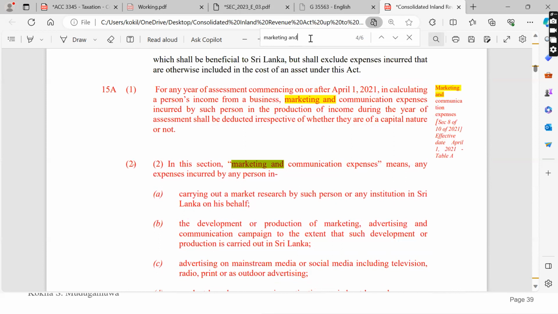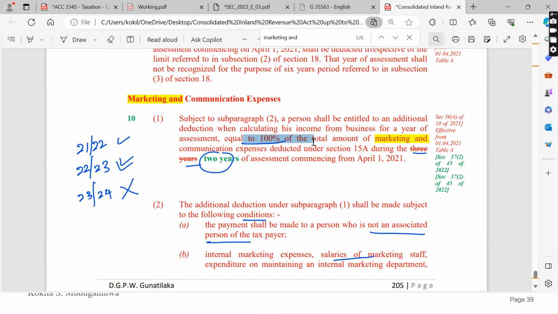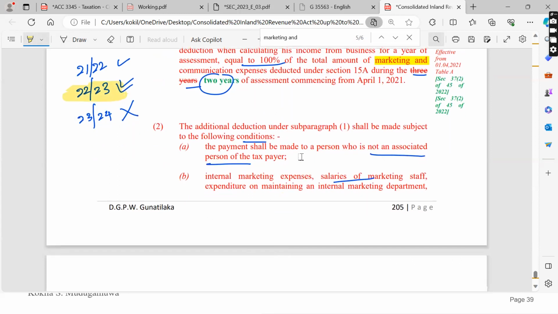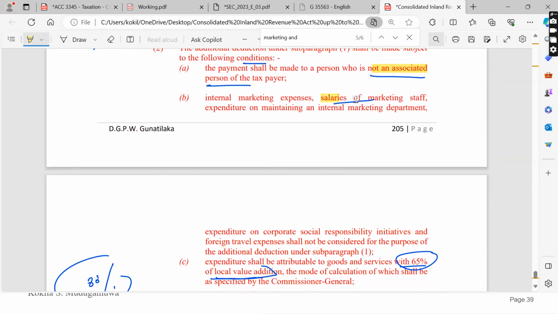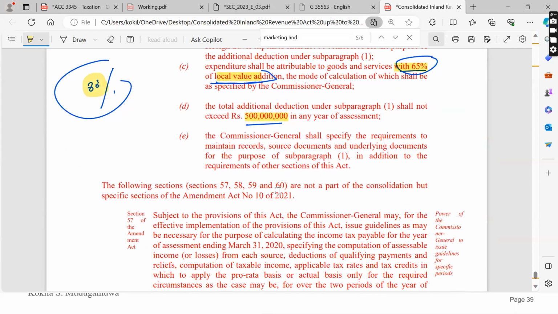So on marketing and communication expenses, you can get additional 100% deduction as I discussed for this year as well, because you are in this year 22-23, you can claim, right? If it is not an associate, and if it is not based on salary, because salary paid to staff cannot be deducted. Then you need to make sure of value addition. Yes, we are getting 80% of the value addition locally, so you can get this benefit. You can't go beyond 500,000. Yes, you need to have proper record and source documents.